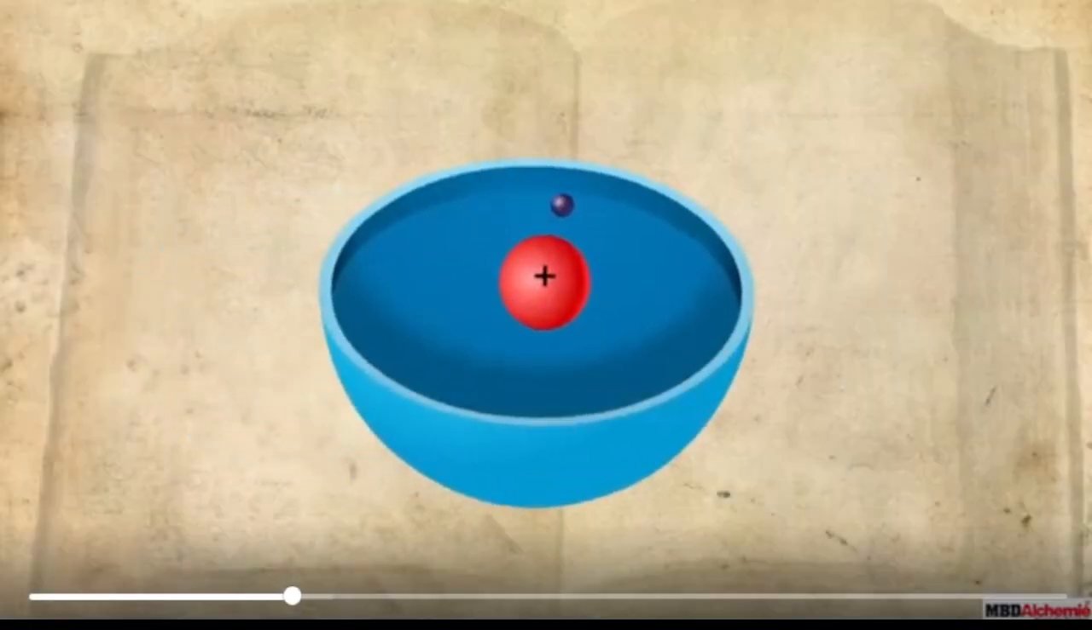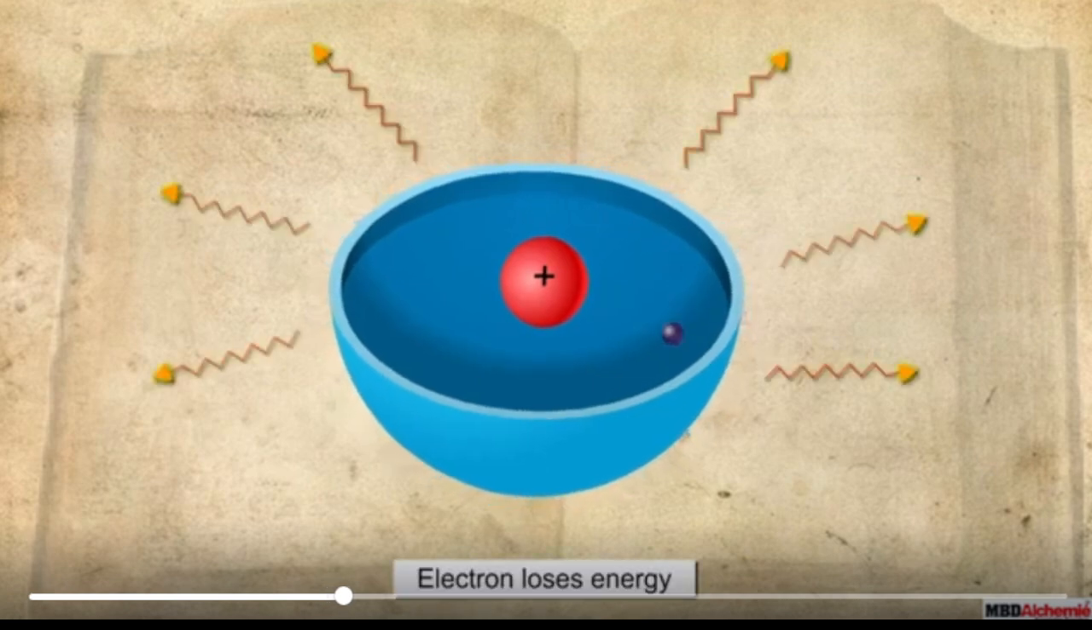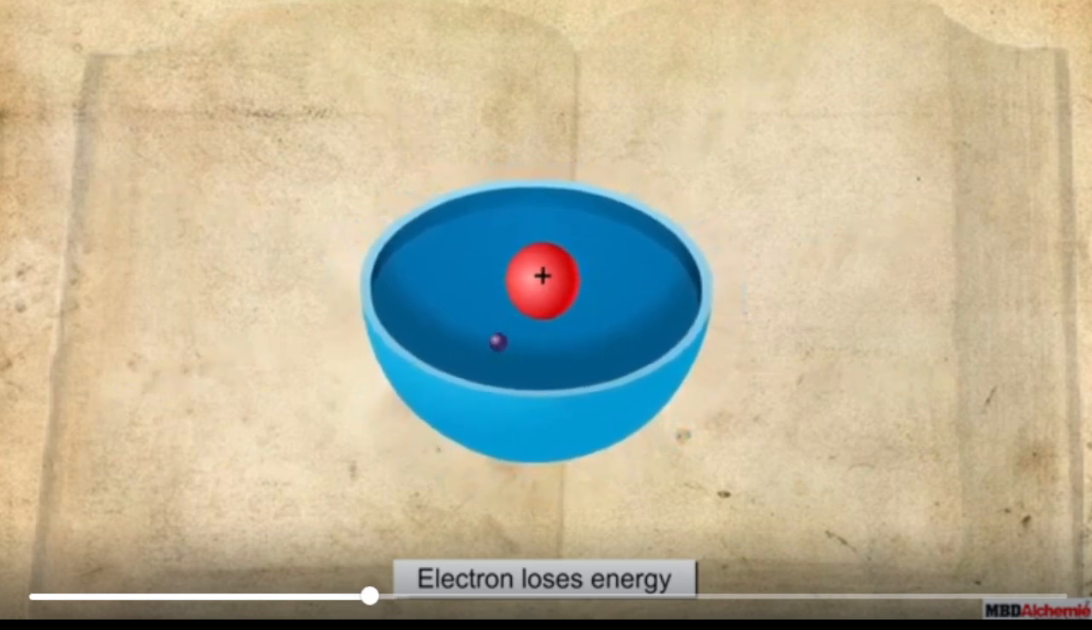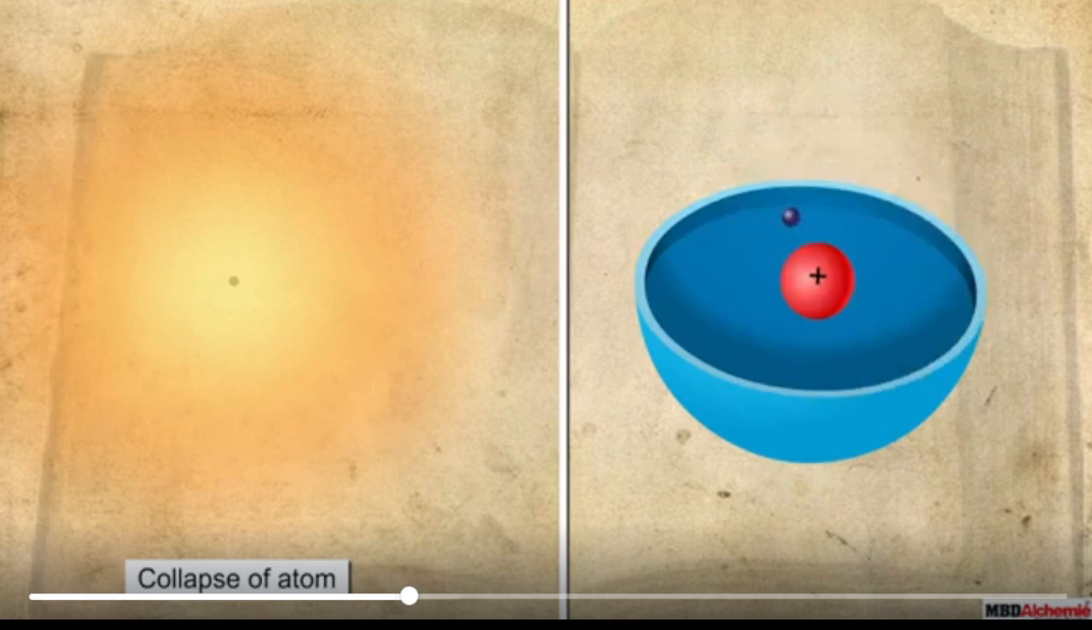However, later on, it was found that any particle in circular motion would undergo acceleration and thus would lose energy. So, the electron would take a spiral path and would finally fall into the nucleus and the atom would collapse. But this does not take place in reality.